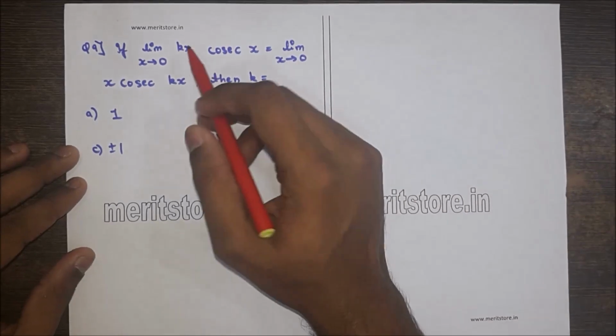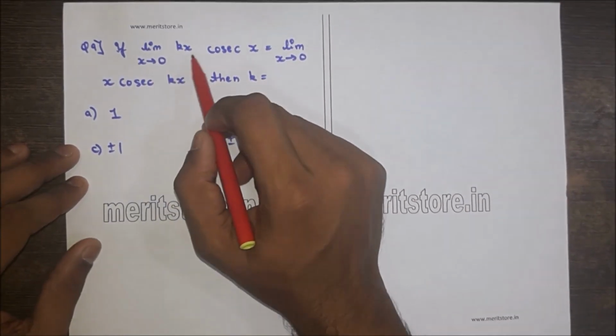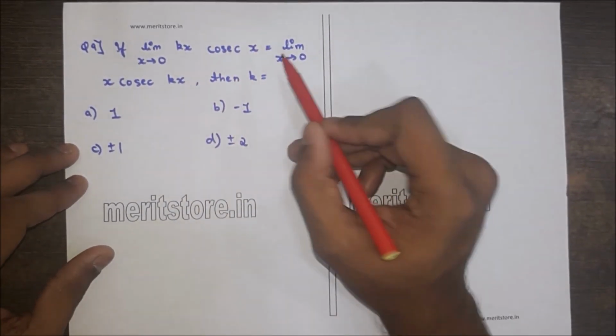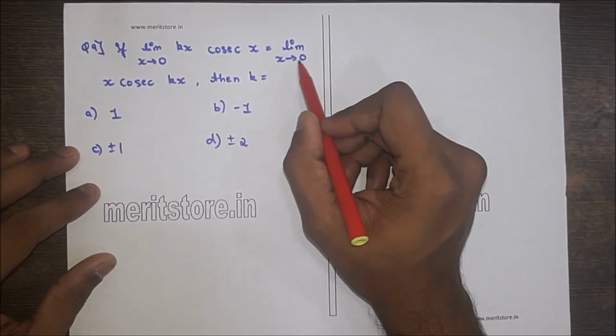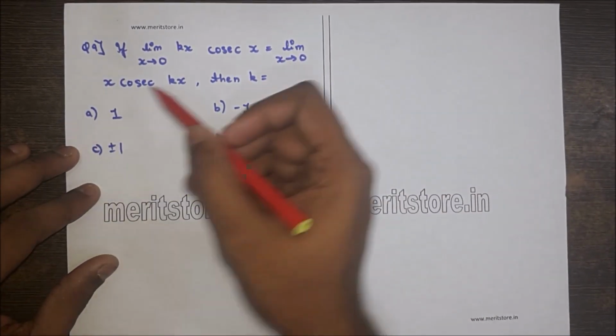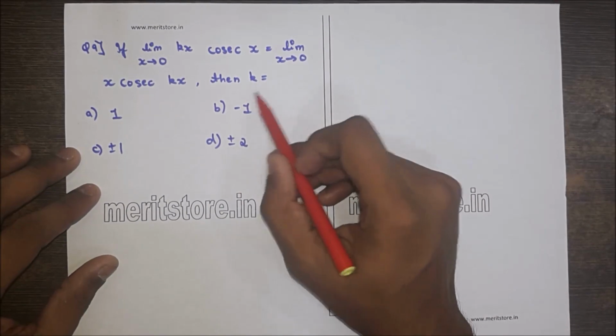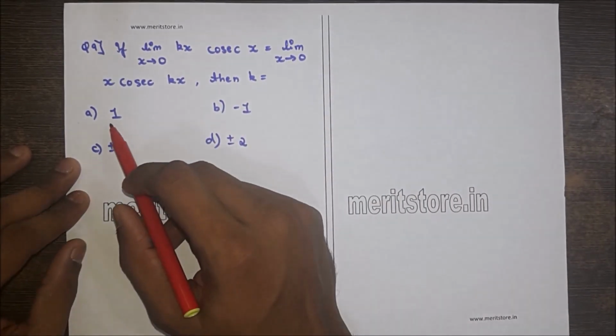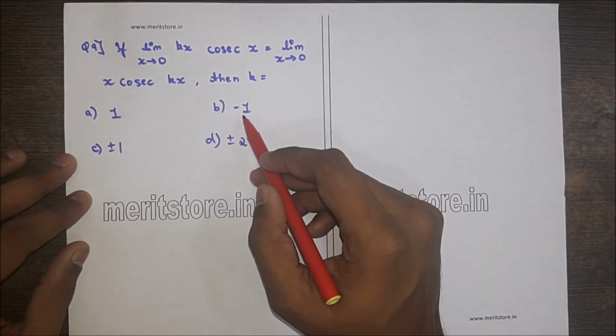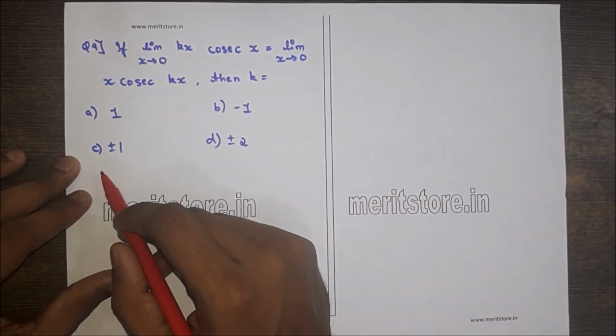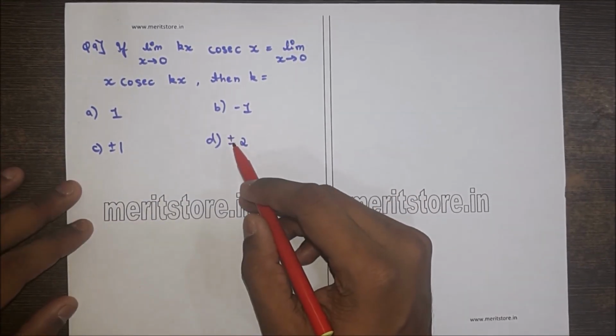If limit x tends to 0, k of x cos x is equal to limit of x tends to 0, x cosec kx, then the value of k is equal to option A 1, B minus 1, C plus or minus 1, D plus or minus 2.